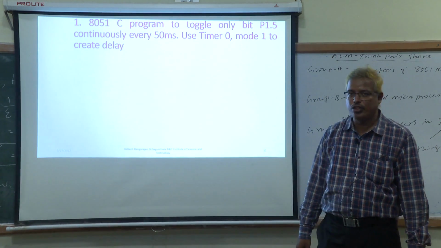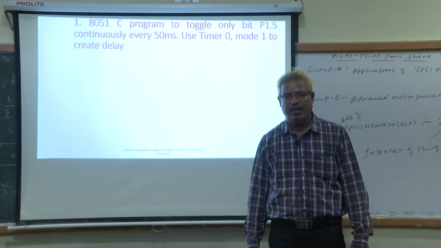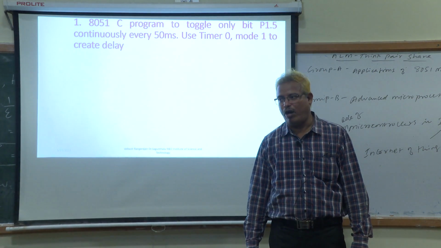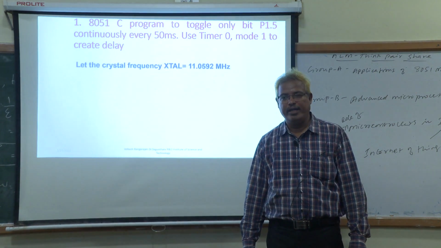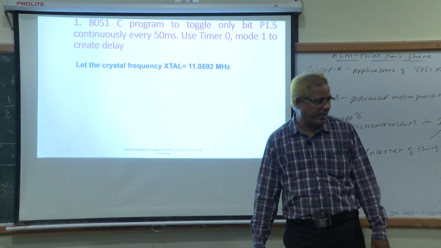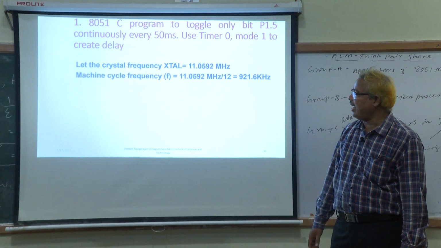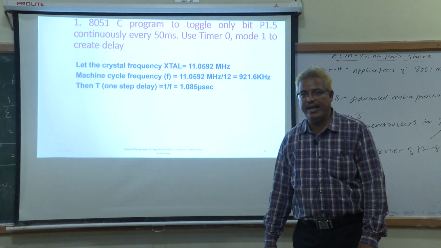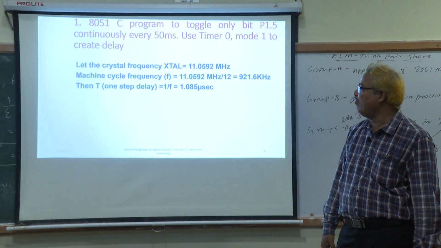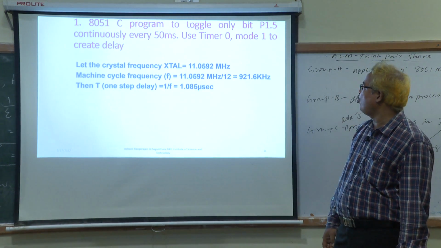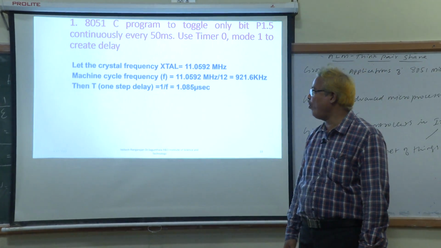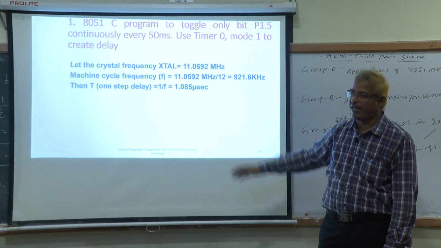So timer programming gives the exact delay. The previous programs, with the help of an empty for loop, give only an approximate delay. The timer programming will give the exact delay. How to calculate the delay using the timer of 8051? So, an 8051 C program to toggle only bit 1.5 of port 1 continuously for 50 milliseconds.